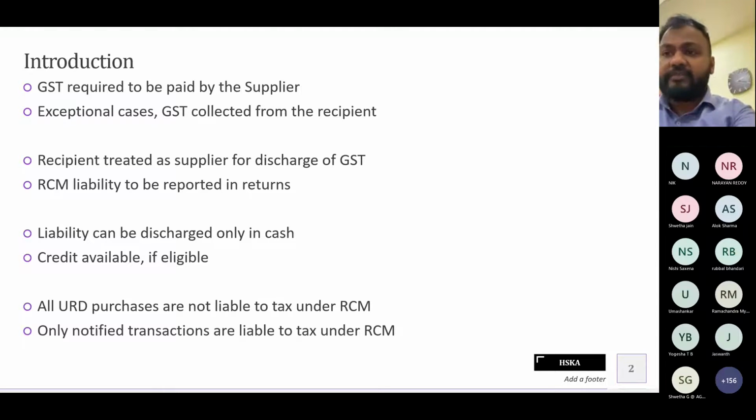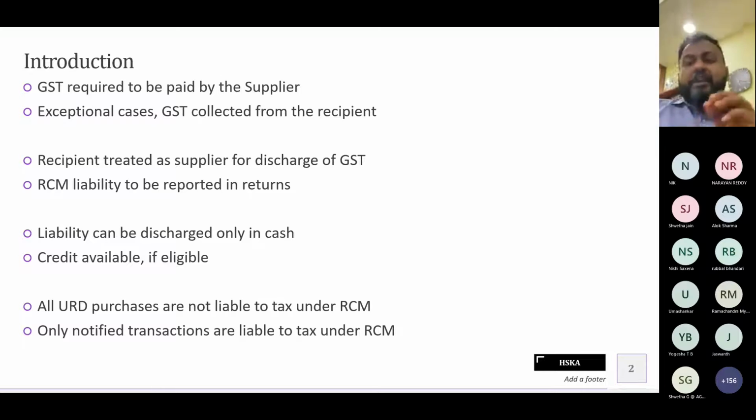I hope that is very clear, because somebody at the beginning of the session itself asked for clarity on the procurements being made from unregistered persons. Okay, Amarnath, next. Yeah, one more, please.